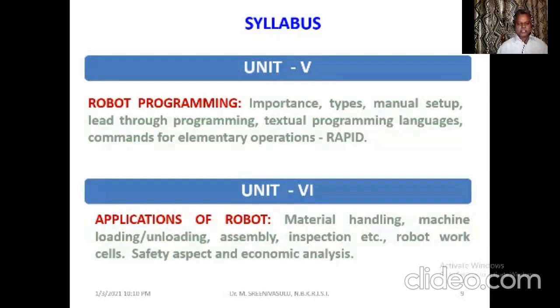Then coming to the unit 6, it's going to deal with applications majorly related to the industries like material handling. It has got many applications. Machine loading and unloading, assembly and inspection operations, etc. And of course, there is no limit on the applications of robots, but these are the major areas wherein the robots have been put in use in industry. And how exactly they are related to robot work cells are also going to be dealt over there. And at the same time, safety aspects and economic analysis also is going to be dealt.